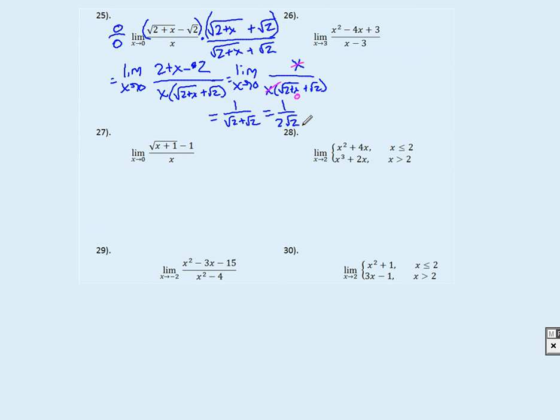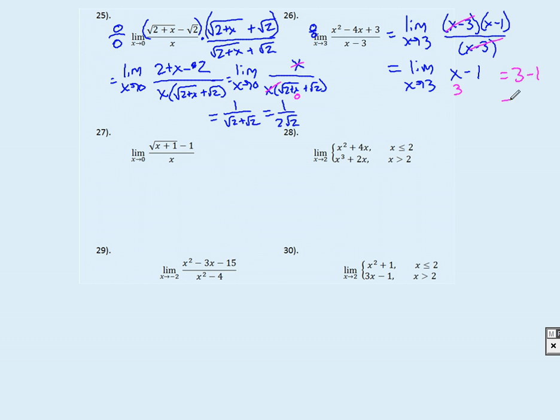In 26, I again get 0 over 0. So what I need to do is to factor. So this is the same as the limit as we approach 3. My top will be x minus 3, x minus 1. My bottom is x minus 3. X minus 3's cancel, and when I simplify that, I get x minus 1. Now I can plug in my value of 3. So I get 3 minus 1, which is an answer of 2 for my limit.